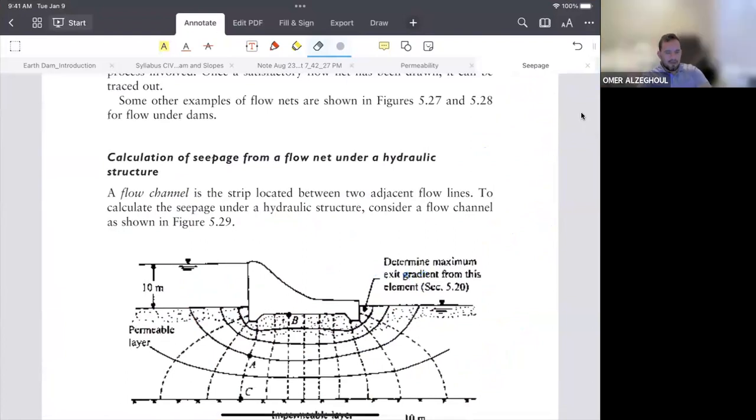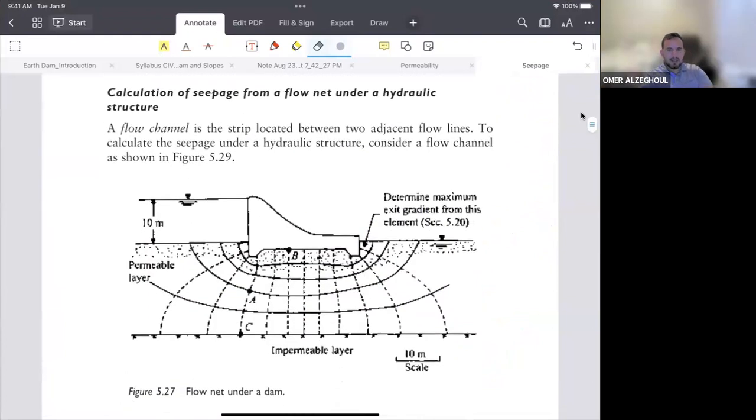When we take the uplift force, do we take the resultant force or do we just take the distributed load? Which one? For the uplift force? We calculate at each point.